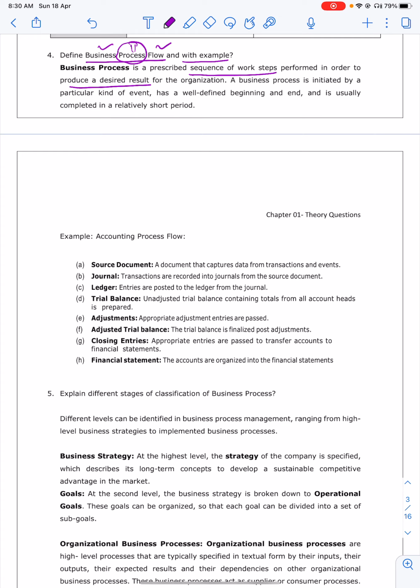Now what do you mean by flow here? Flow is nothing but it is initiated by a particular kind of event which has a definite starting and definite ending, and which has to be completed in a relatively short period. So what do you mean by process? It consists of a sequence of steps. Business process is nothing but a sequence of steps we need to achieve an organization goal. What do you mean by flow? Flow is nothing but there should be an initiation by an event which has a definite starting and definite ending.